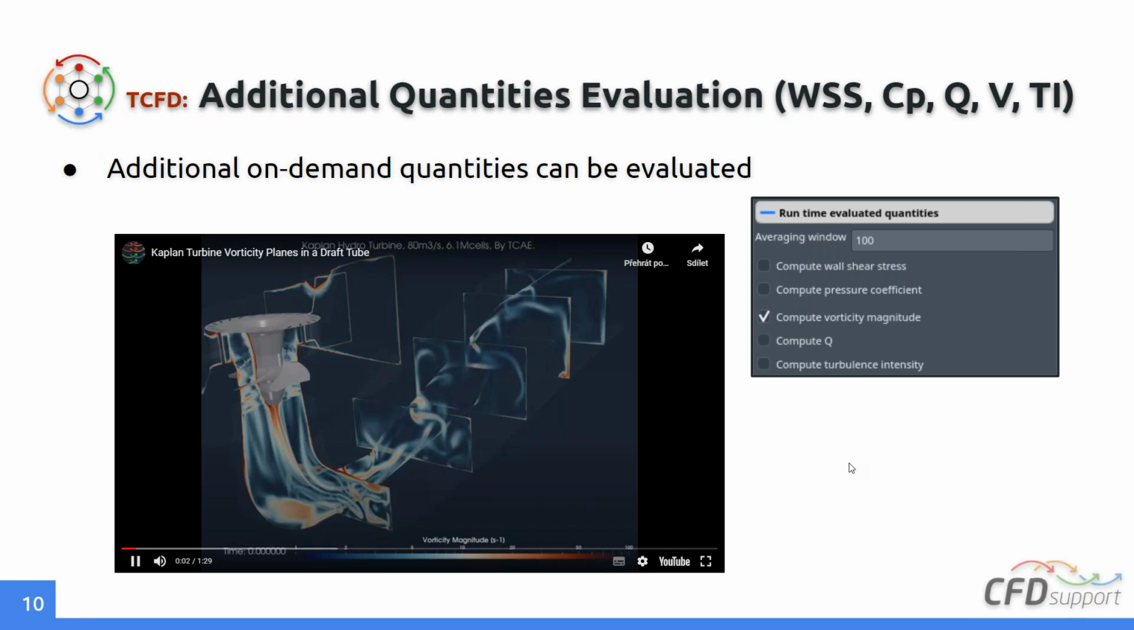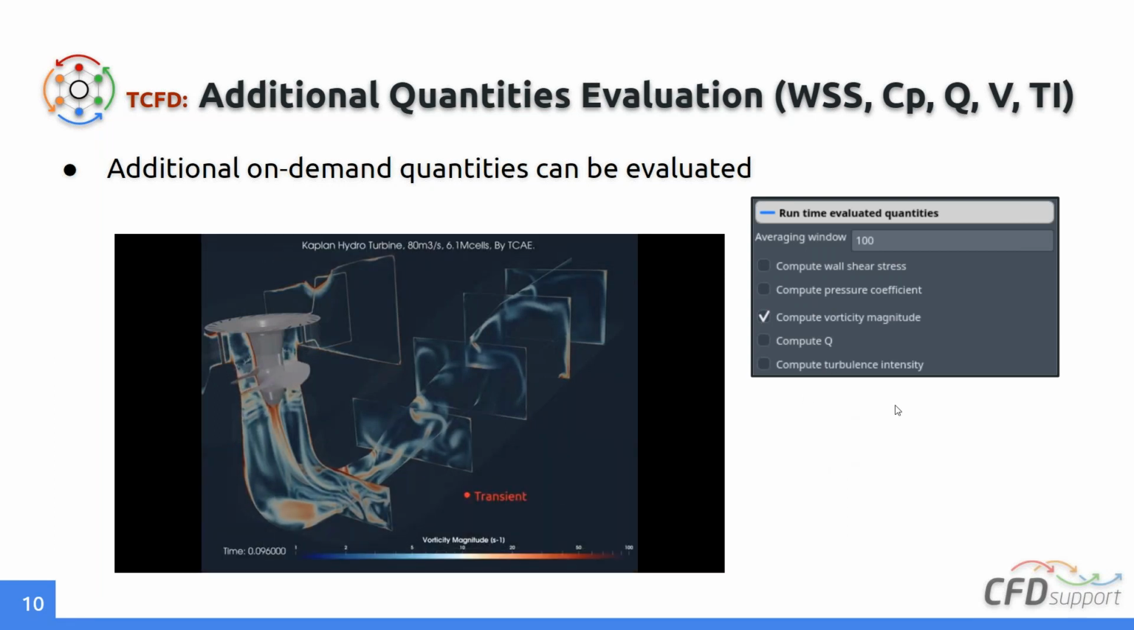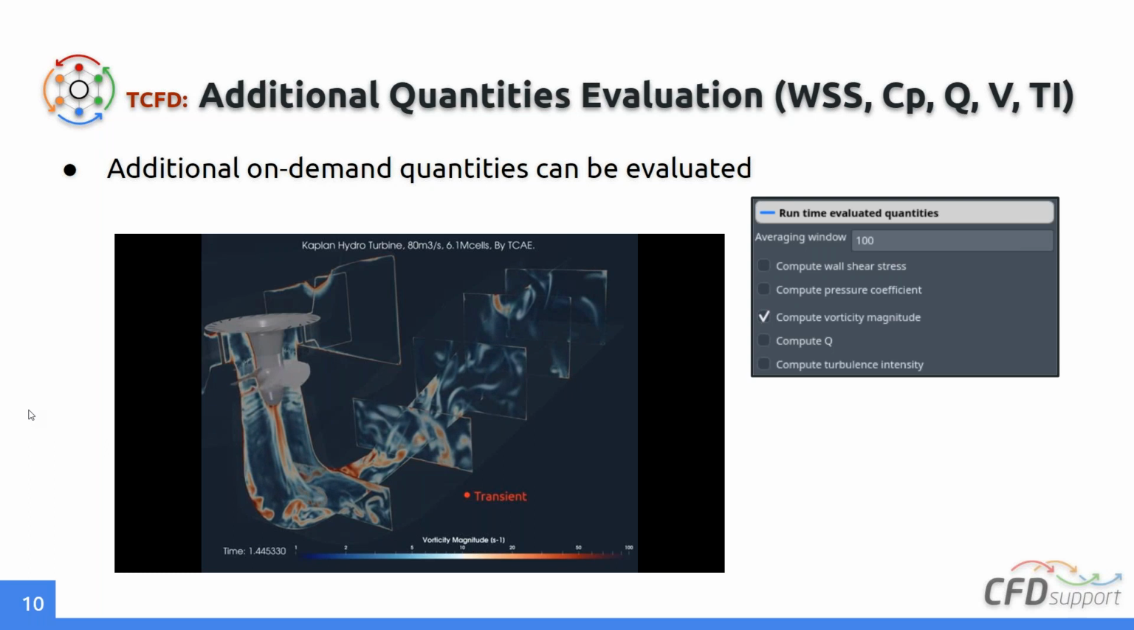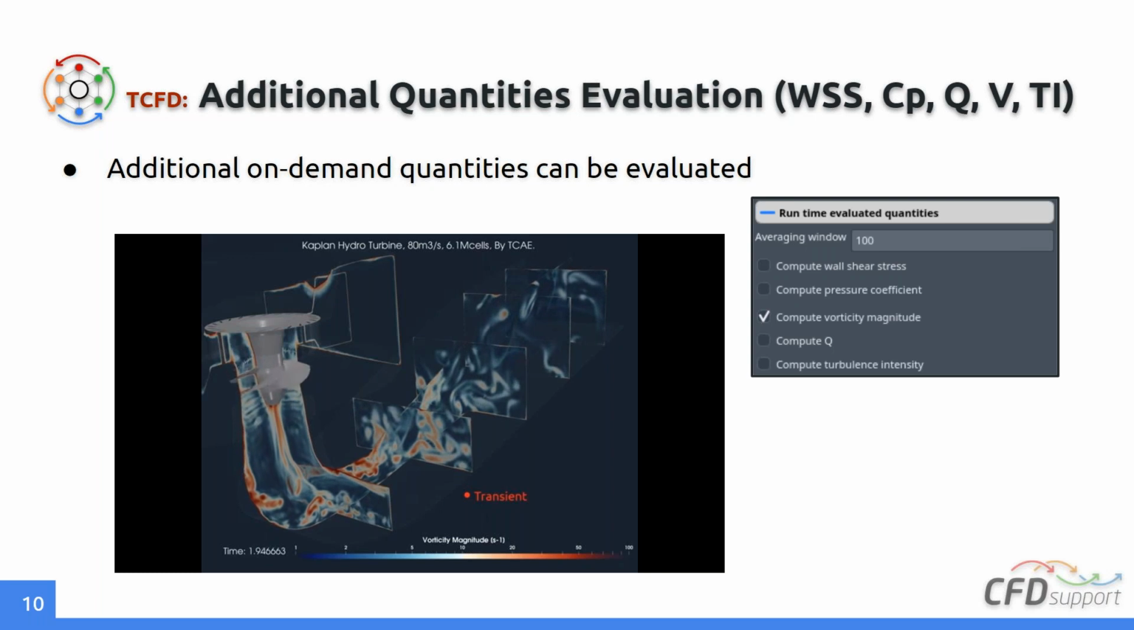And basically the previous video was also evaluated based on the vorticity. So now if you enable the vorticity magnitude, run a transient simulation, and set the time step for storing the results, you can generate a similar simulation like this. This is, I think, a Kaplan turbine with the transient simulation and with the vorticity magnitude visualization.